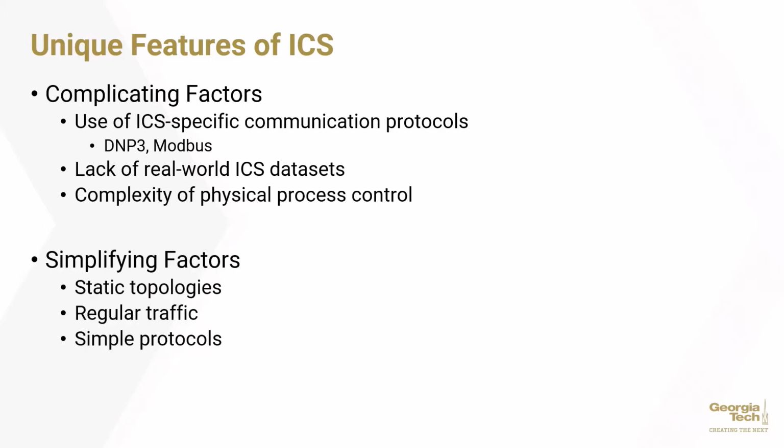But there are a number of things that make industrial control systems easier to monitor for intrusions. So they typically have very static topologies, and the traffic on these networks is usually pretty regular. And the protocols used are typically pretty simple.